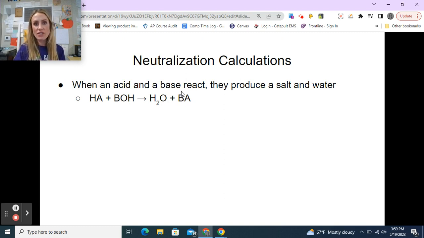Now remember, the salt here is any ionic compound. So the cation comes from the base, that's our positively charged ion in the salt. And then the anion comes from the acid, and that's our negatively charged ion from the acid. Now remember, since these are ionic compounds, you have to balance charges when you form these products. So you have to look at your periodic table, you have to look at your polyatomic ion sheet, and make sure that you're balancing charges before you balance that overall chemical reaction.